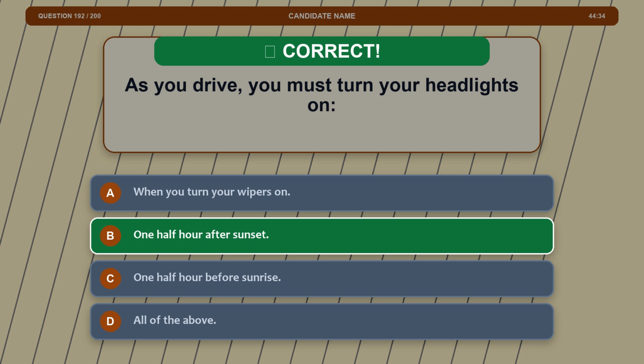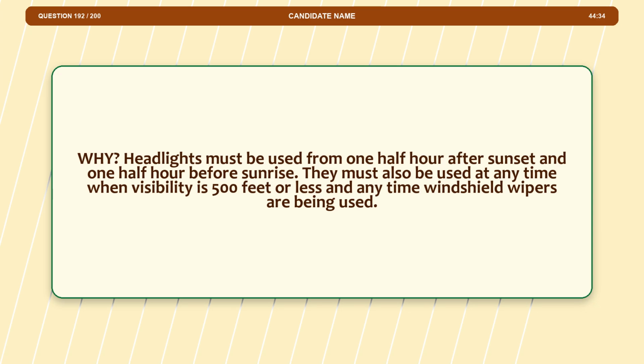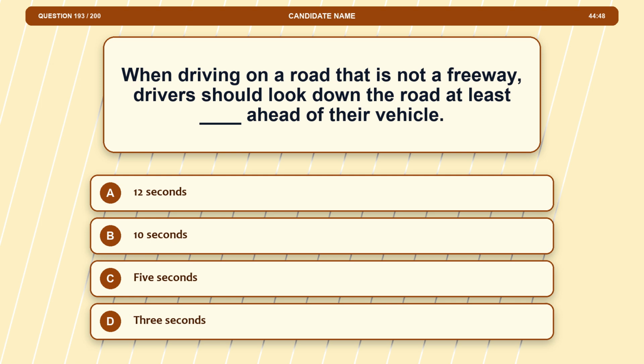1/2 hour after sunset. Explanation. Headlights must be used from 1/2 hour after sunset and 1/2 hour before sunrise. They must also be used at any time when visibility is 500 feet or less and any time windshield wipers are being used.